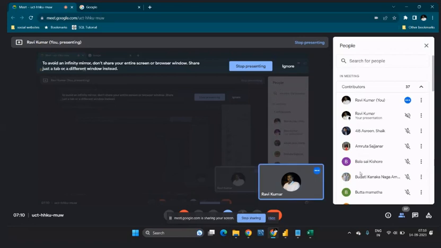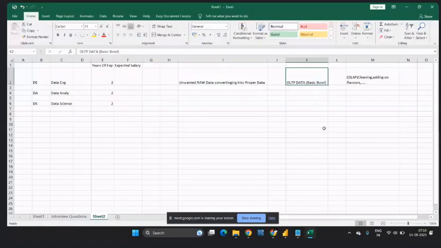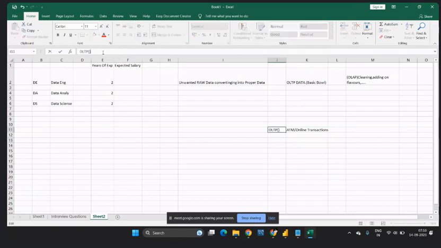Okay. Now you understand what OLTP is. You just need to remember OLTP in the sense of ATM or online transactions. That's it. Don't think more. This belongs to daily transactions. For our understanding, you have to say daily transactions.